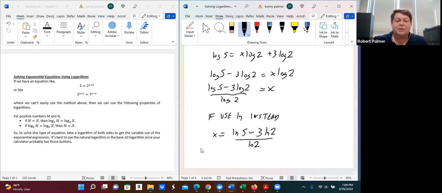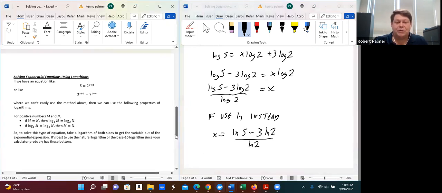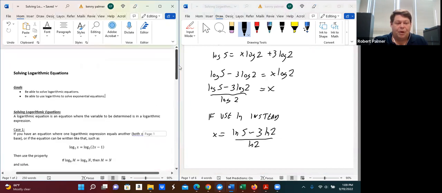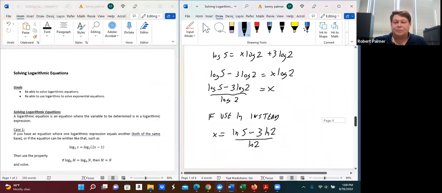Okay, so what we've seen so far today are how to solve logarithmic equations, where the variable is inside the logarithm. We saw the two cases of those. Then we saw how to solve an exponential equation using logarithms.